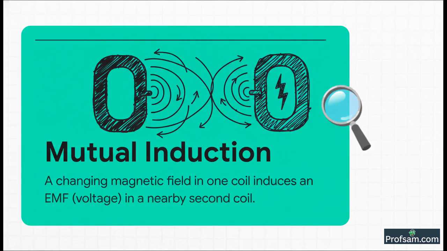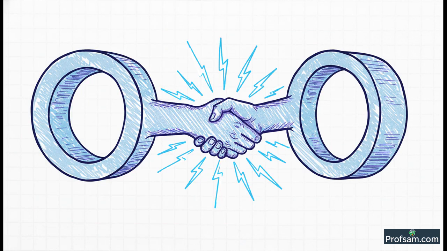It says that if you have a coil and you create a changing magnetic field in it, it will magically induce a voltage in a second coil placed nearby, even if the two coils are not touching each other at all. A great way to visualize this is to think of it as a magnetic handshake. The two coils are completely separate. They are electrically isolated, but they still talk to each other. They pass energy from one to the other through this invisible, constantly changing magnetic field.